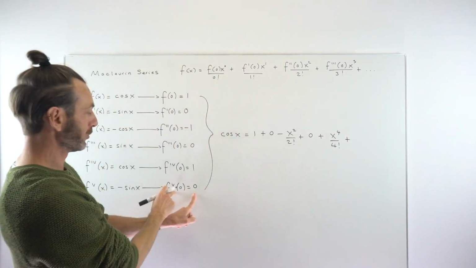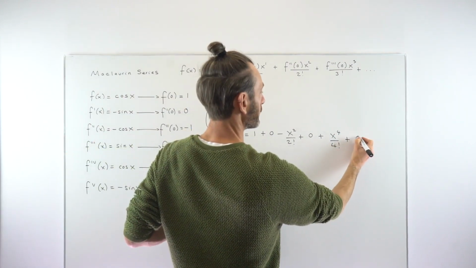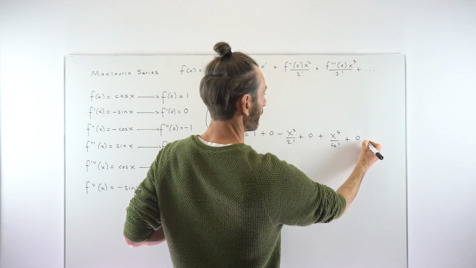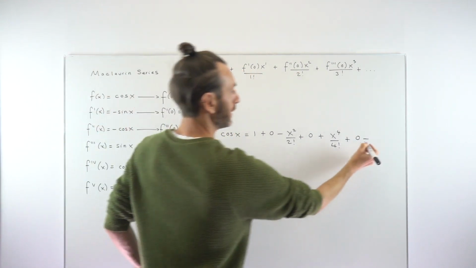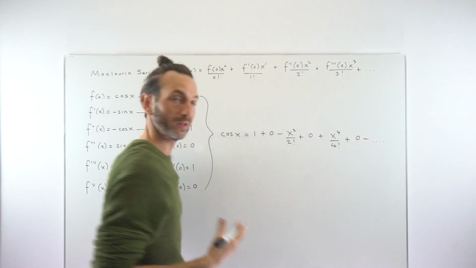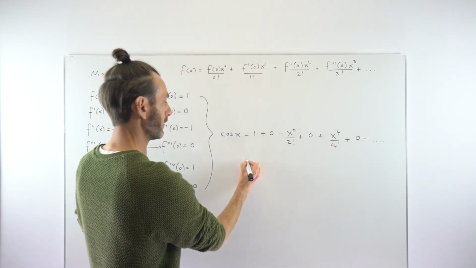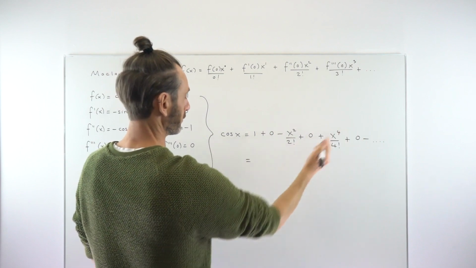The next one's a 0 for the fifth derivative, so that gives us a 0, and then that would just carry on from there. Next one would be a negative, etc. So we don't need to go really much further. We can see the pattern already, so we'll just tidy this up by pulling out the zeros. They obviously don't need to be there.